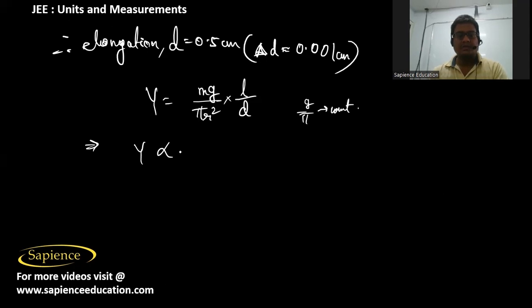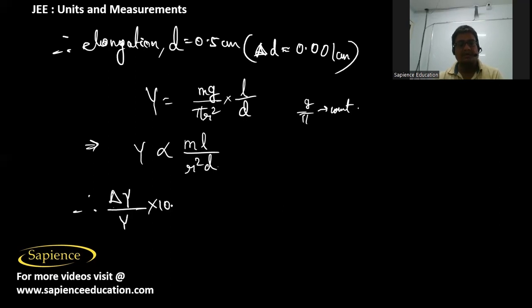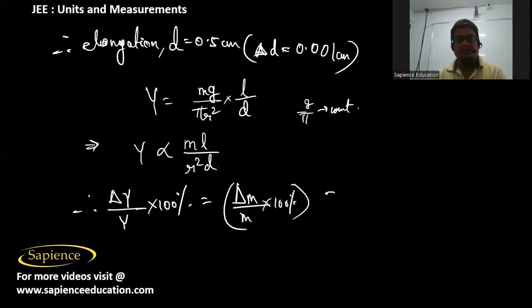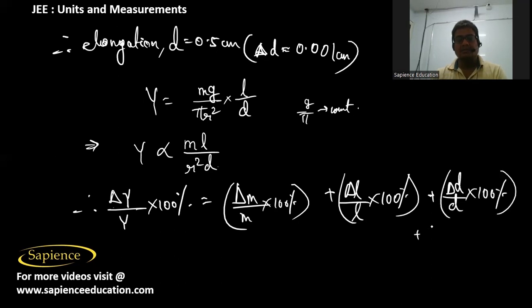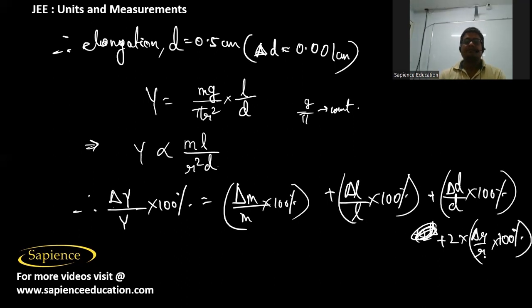So therefore we can say the Young's modulus of the wire is proportional to mL by r square into d. So therefore the percentage error or the fractional error in the measurement of Y will be delta Y by Y into 100%, which will be equal to delta m by m into 100% plus delta L by L into 100% plus delta D by D into 100% plus 2 into delta R by R into 100%.